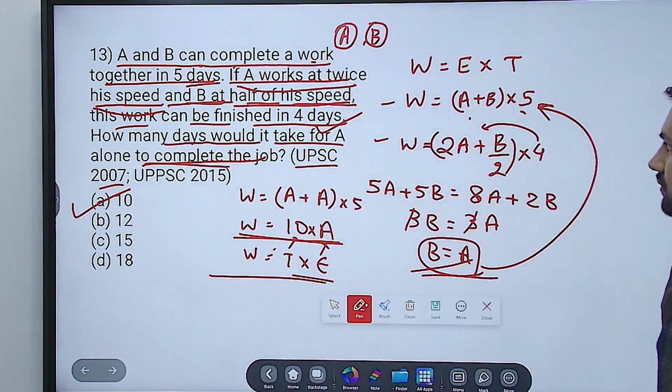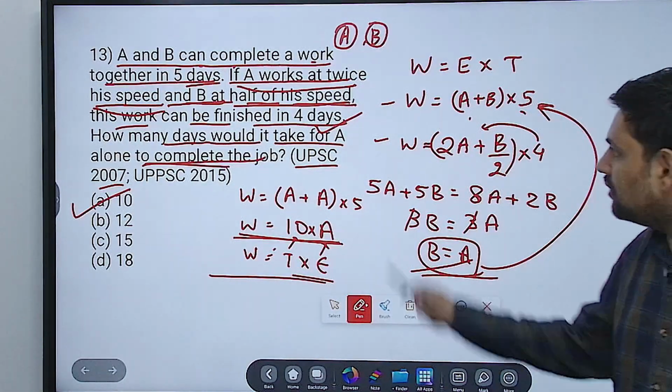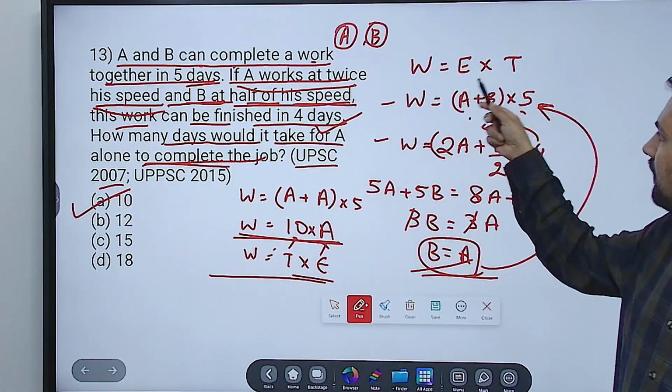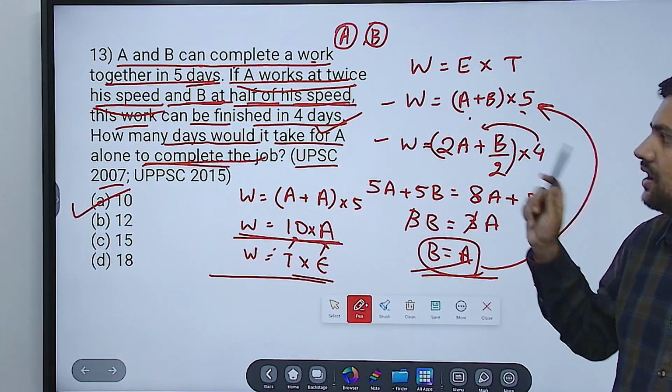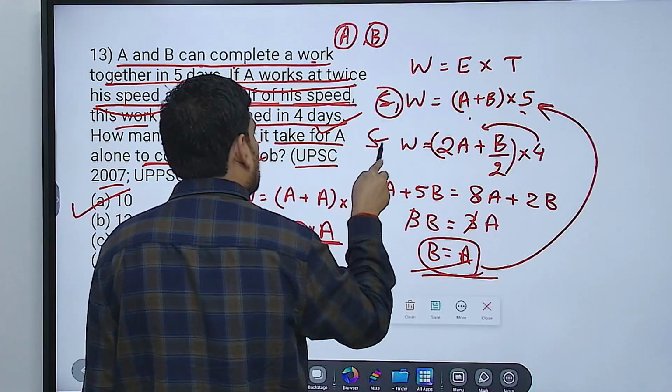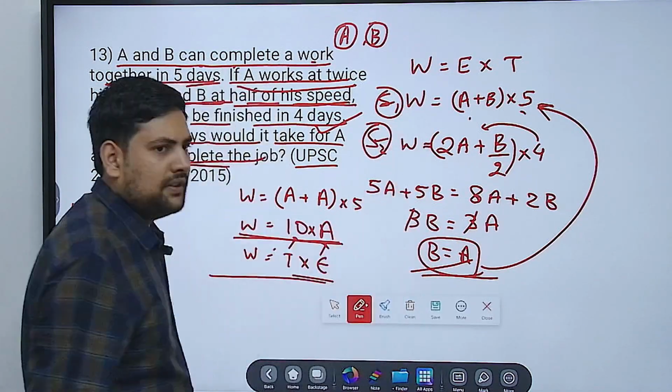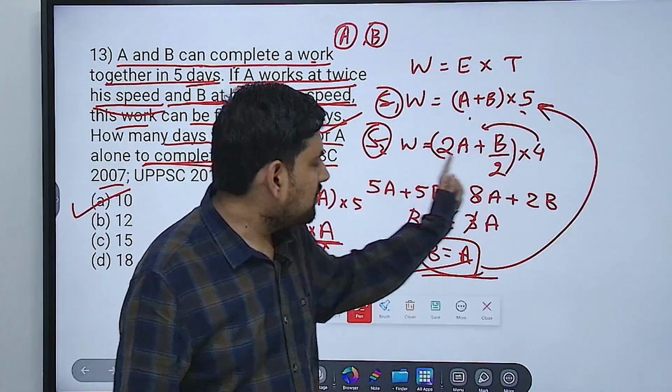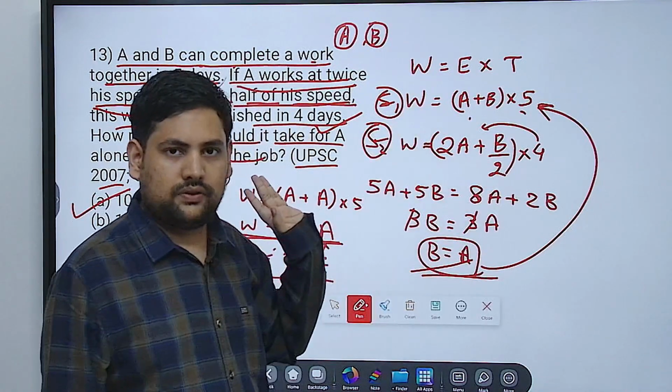That's it. Simply what you have to do is equate work. Work is effective efficiency into time. Efficiency is changing, so for the first scenario you wrote, and then for the second scenario you wrote, the efficiencies multiplied by number of days give you work. That's it.